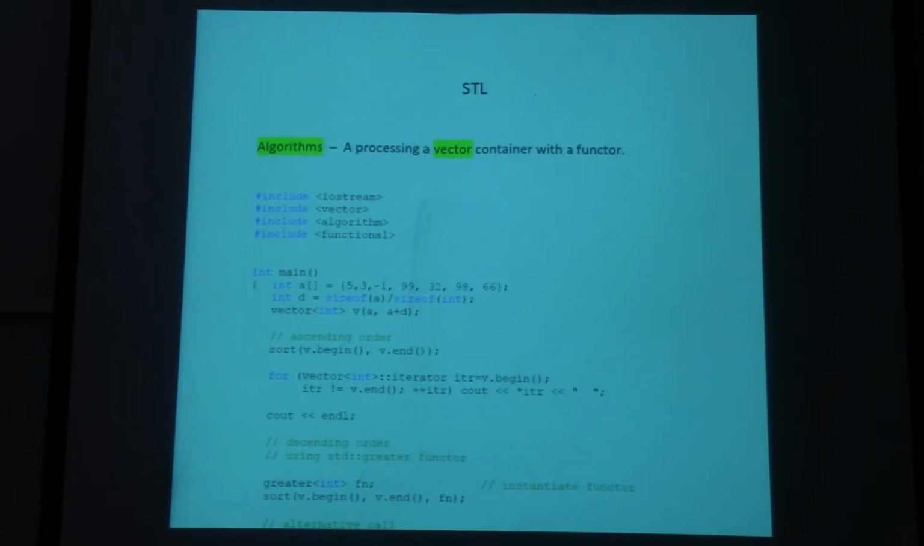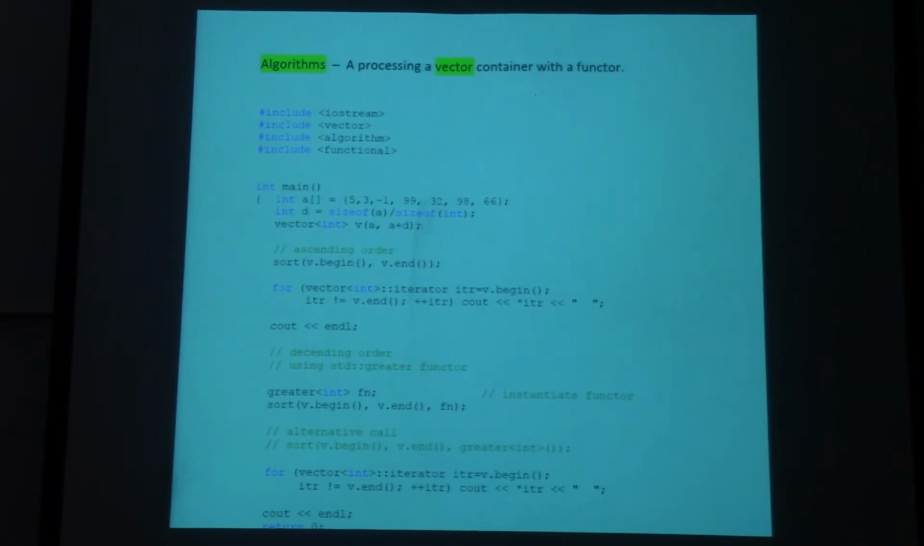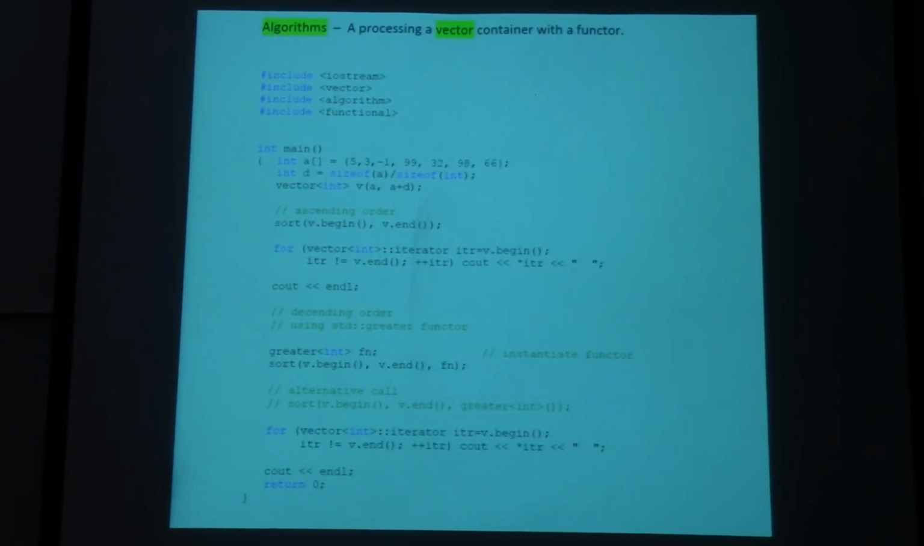Okay, let's look at some nice fun code. Not that all the code that we look at is not fun, but let's look at some nice fun code. So you can see some actual code here. So I have output stream, IO stream, I have vector, algorithm, and functional included here. Okay, so the first thing I do is I create an array of int values. Then I say int d equals size of a over size of int. What does that do? That gives me the number of elements.